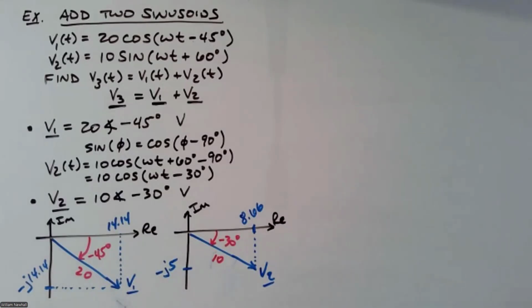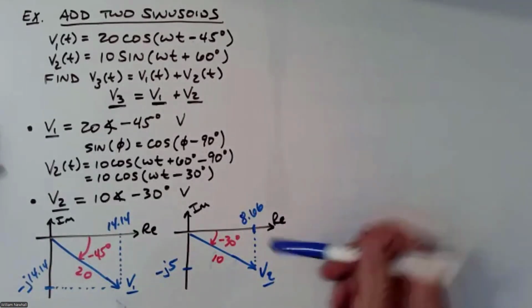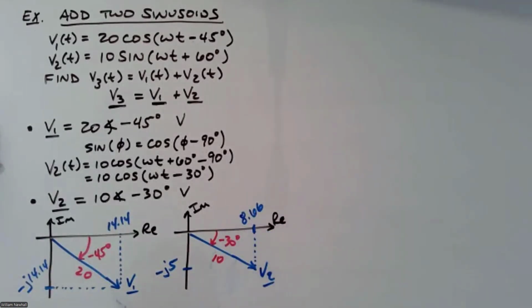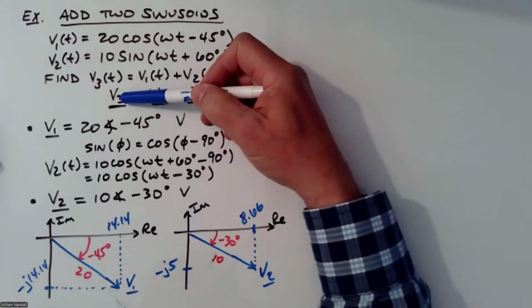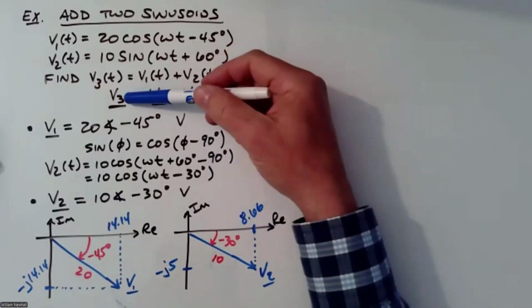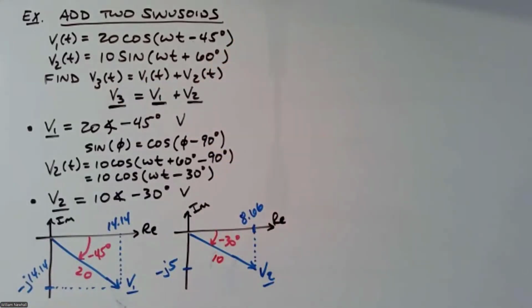I think now you can see where we're going here. We're going to add this phasor plus this phasor. If you want to call it a vector, we're going to add this vector plus this vector. We're going to get a resultant. That resultant is going to be V3. Then we're going to convert V3 back into the time domain. But we'll leave that and finish it up next time.